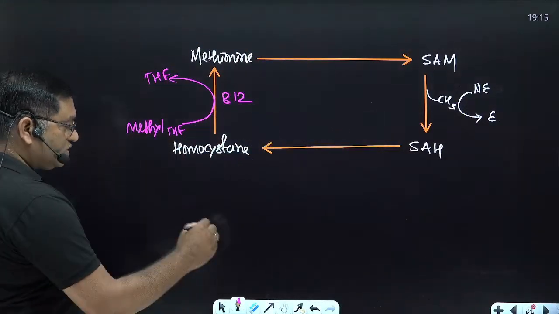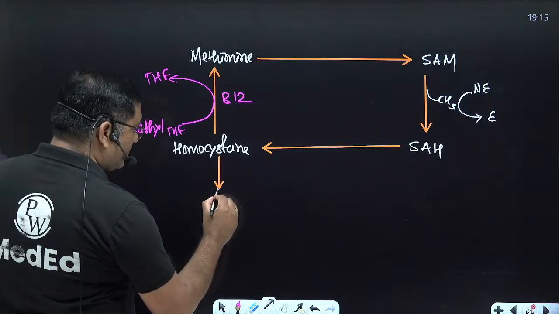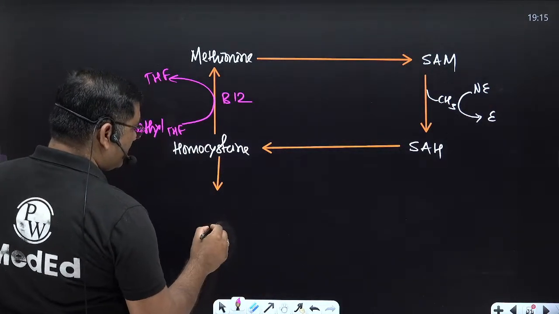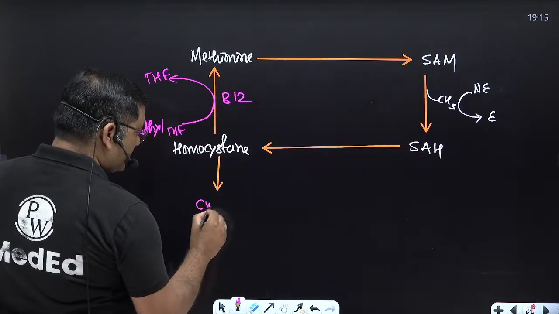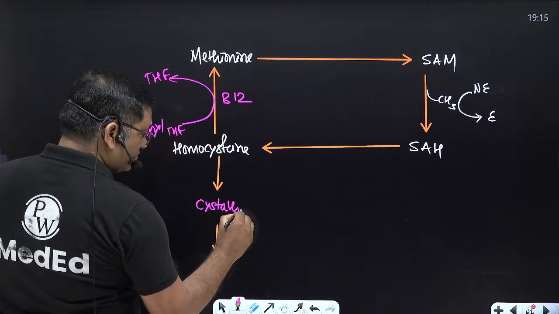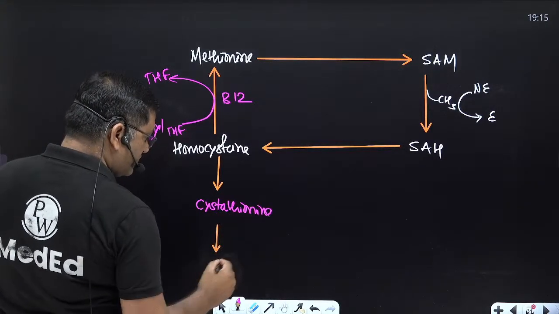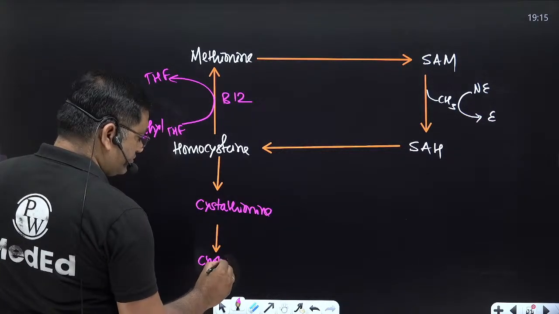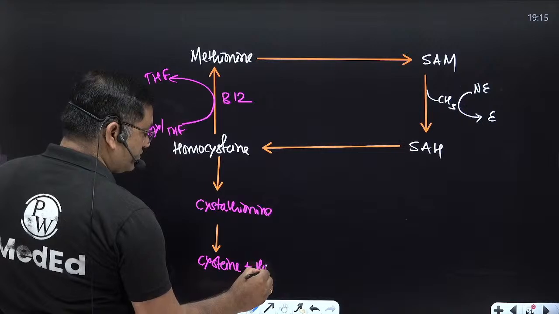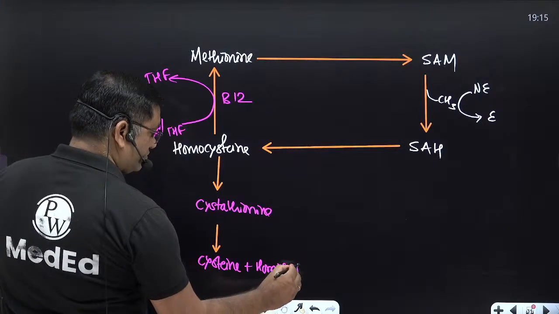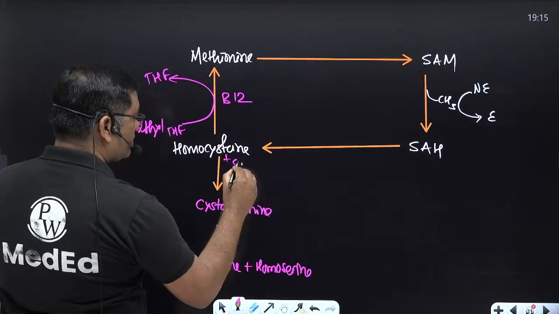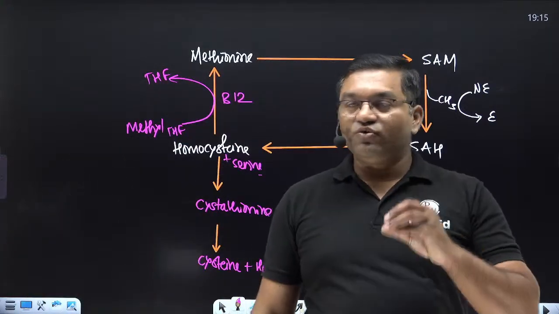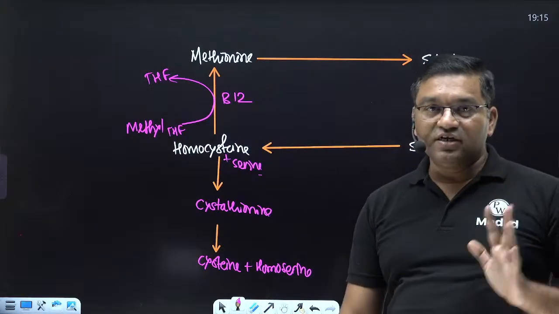Now this homocysteine is converted into cystathionine, and this is converted into cysteine plus homoserine. There is serine here. Okay, now this is the pathway. This is methionine metabolism, metabolism of sulfur containing amino acids.